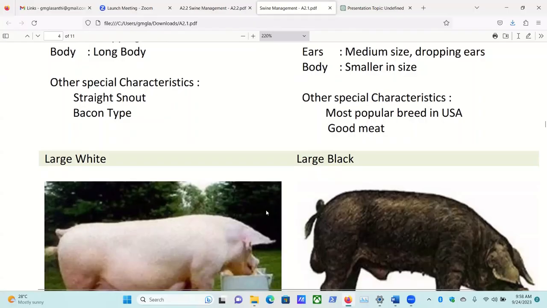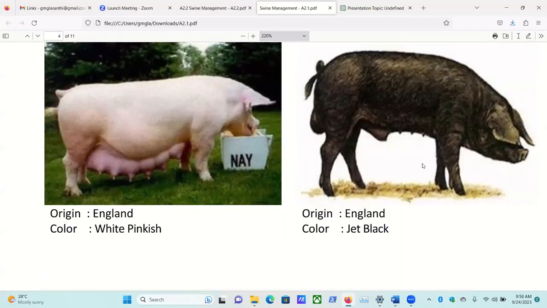So this is Large Black. His entire body is jet black. He originated in England. The ears are very drooping.